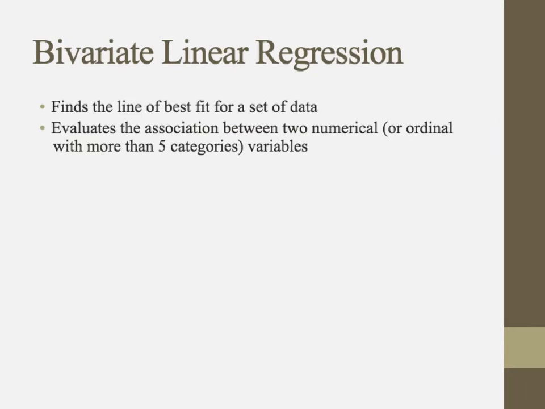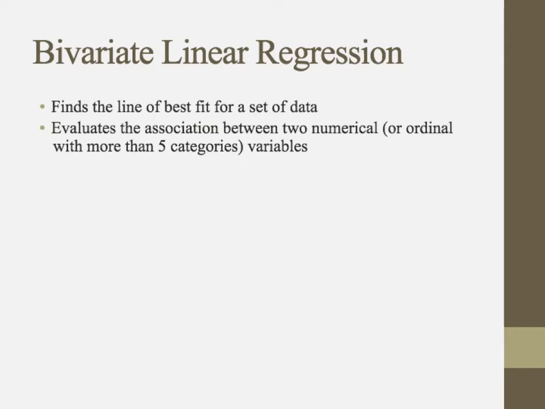So a bivariate linear regression basically finds the line of best fit for a set of data. It takes the data and plots it on an XY axis, and then finds the line that best matches that data. This allows us to evaluate the association between two numerical variables.